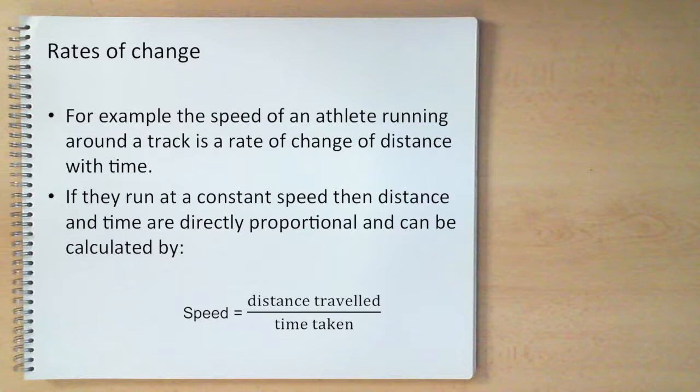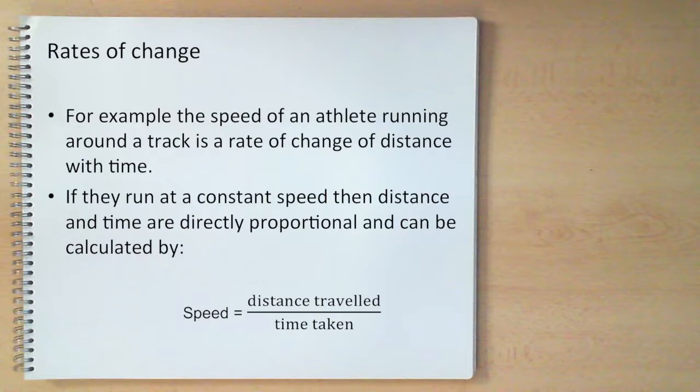Now we know that, for example, a runner running around a track will not always run at a constant speed, but if you take the distance travelled over a period of time, then the distance travelled divided by the time does work out an average speed. But we're just going to use it as speed here.